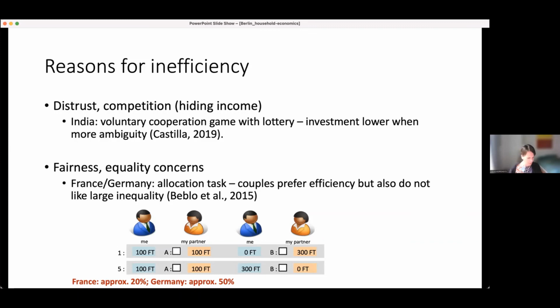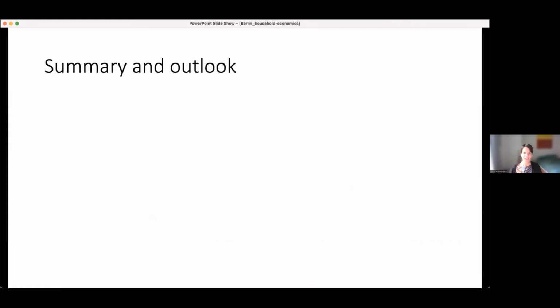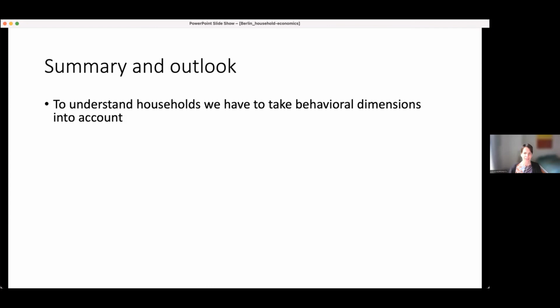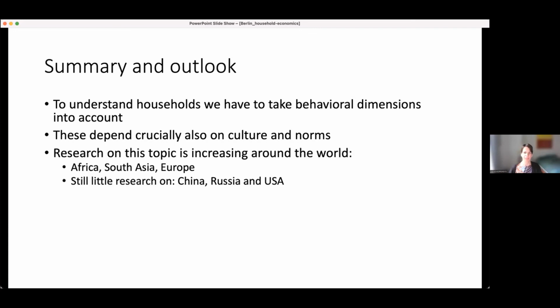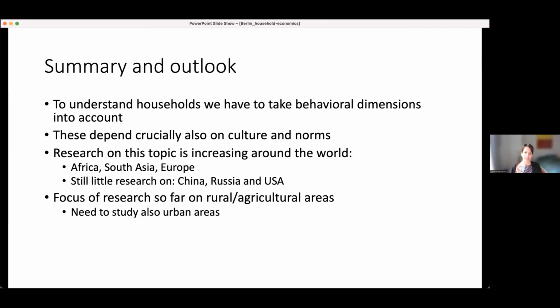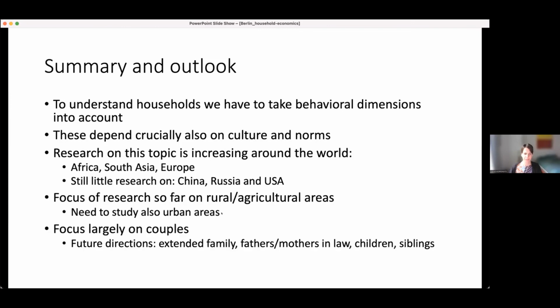Okay, so we are done now. Can I conclude with what we wanted to propose, these different behavioral dimensions. We also wanted to show that there is a lot of research by now in different areas around the world, but still areas that are largely understudied: China, Russia, and also the United States. There has been a lot of research on rural and agricultural areas and much less on urban areas.